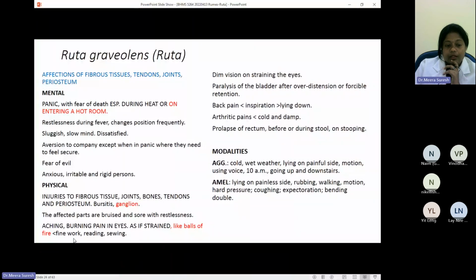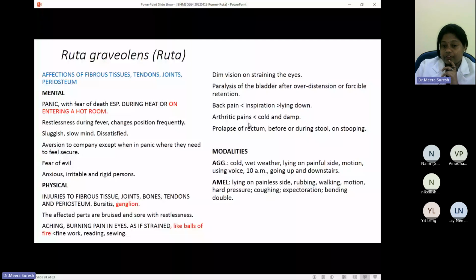Then aching, burning pain in the eyes, like balls of fire. So I told this comparison, like balls of fire, that is important from fine work, reading, and sewing. Paralysis of the bladder after over distension or forcible retention. Back pain, aggravation on inspiration, and amelioration lying down.